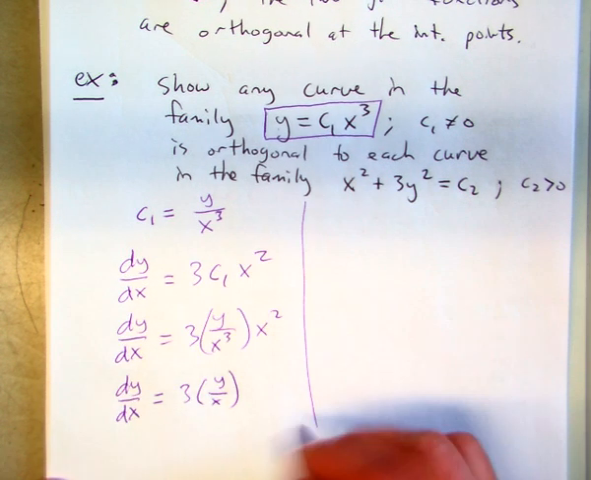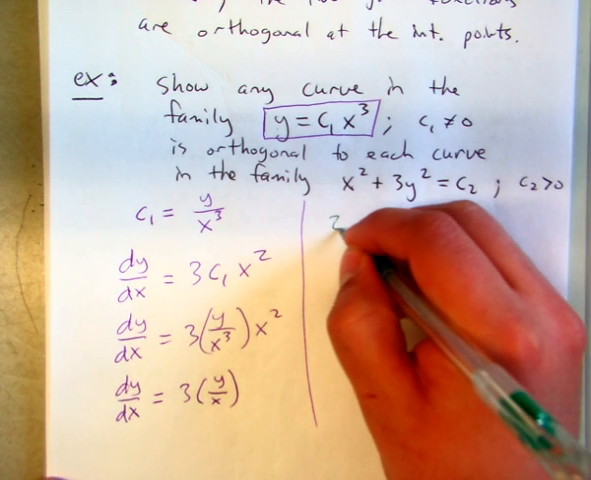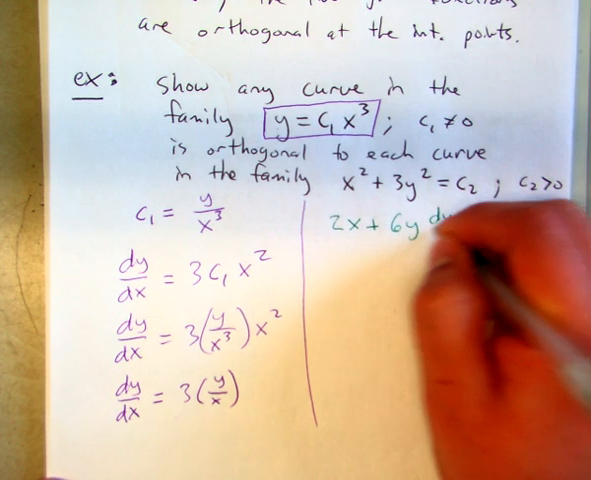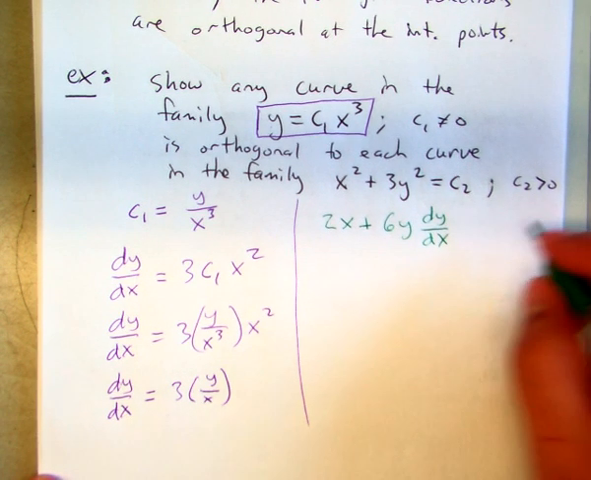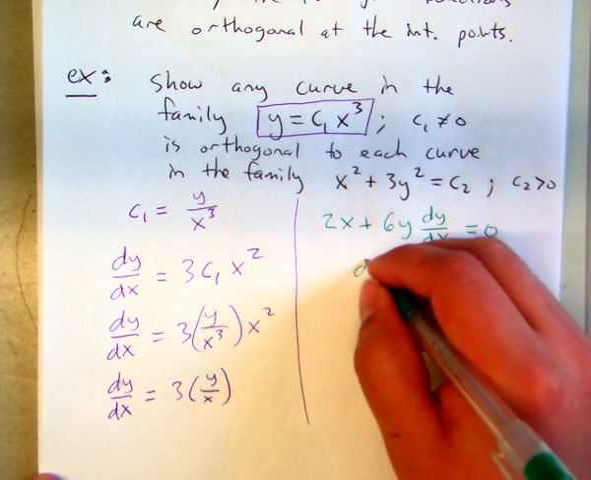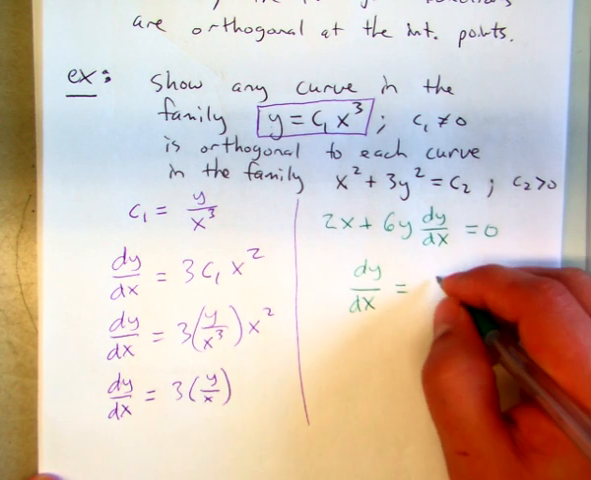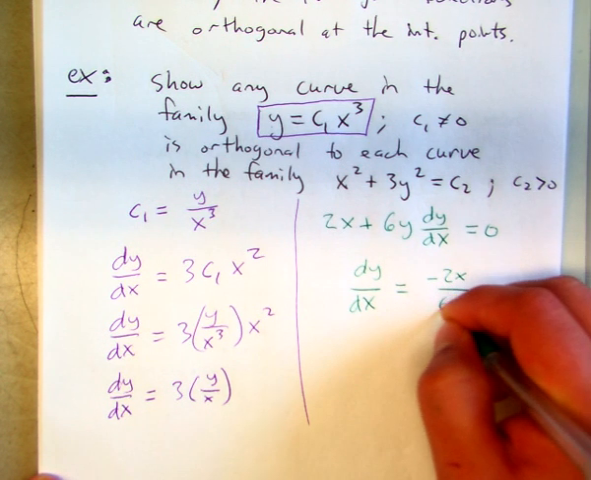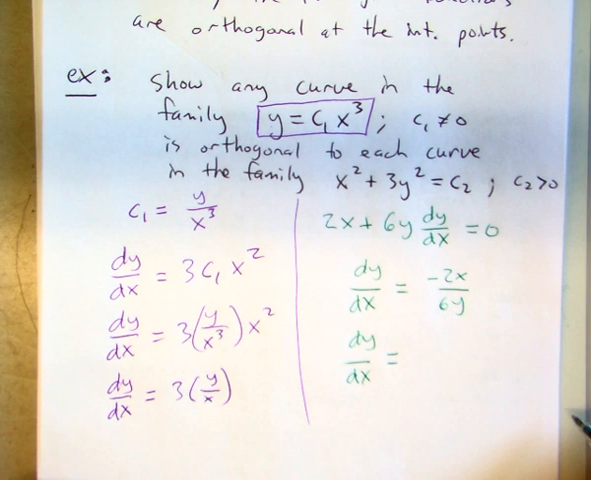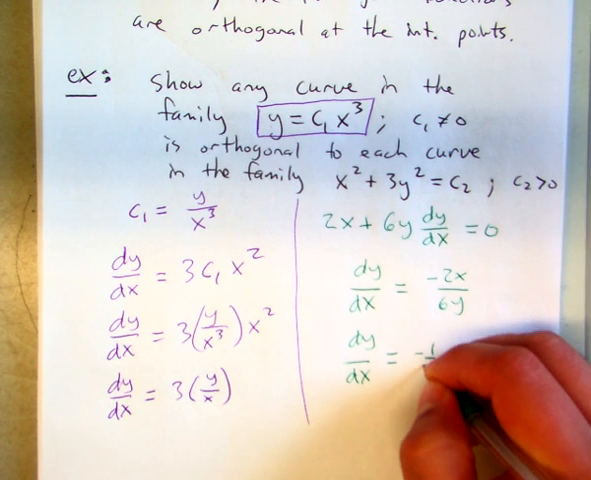Now let's look at the second equation. Here we'll differentiate implicitly again. We get 2x plus 6y times dy dx equals 0. So if you solve for dy dx, move the 2x over, divide by 6y, you get minus 1/3 x over y.